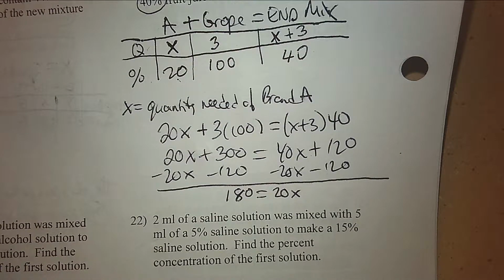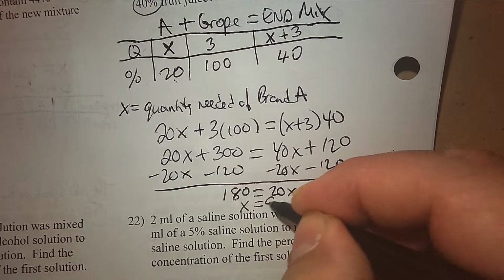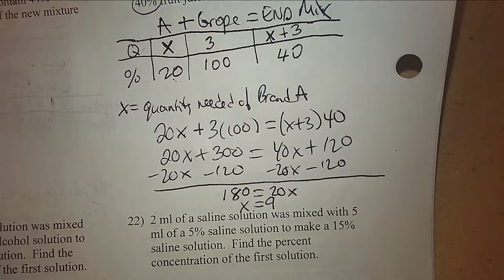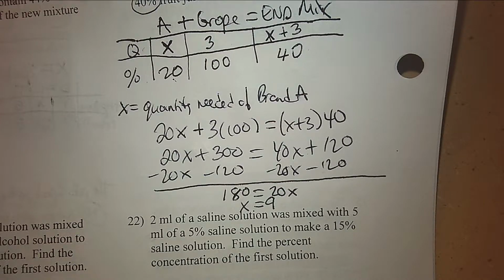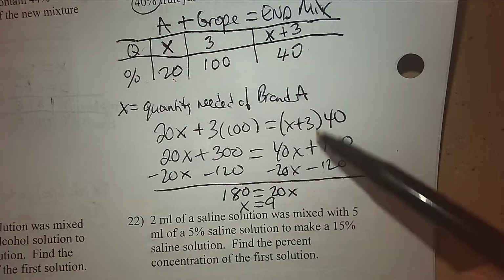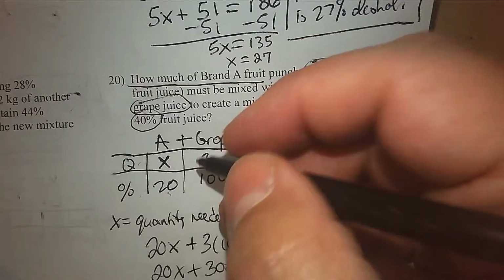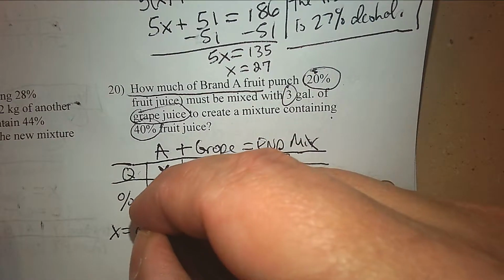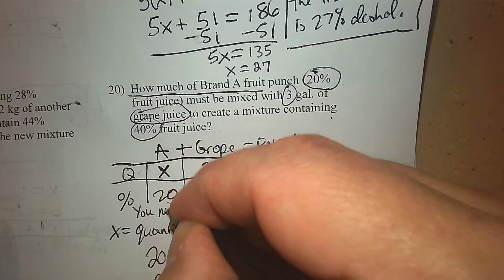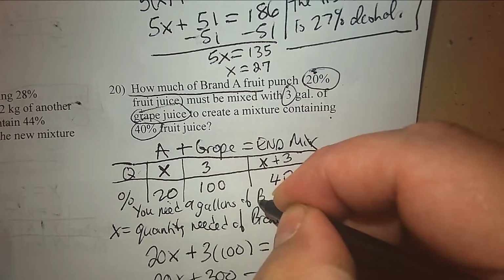Perfect. Then we divide by 20, and the answer is 9. So the question is, how many gallons do you need of brand A to get a 40% mix? And the answer is you need 9 gallons. I'll just put the answer right here: you need 9 gallons of brand A.